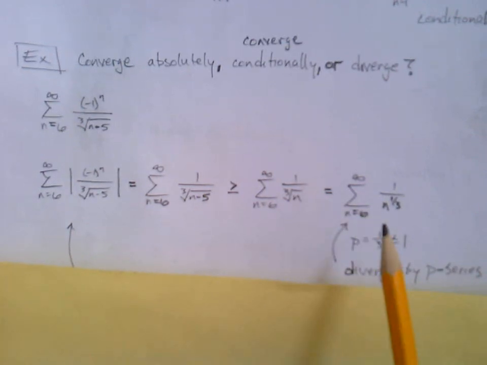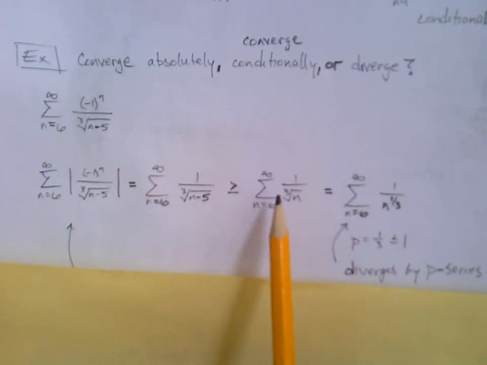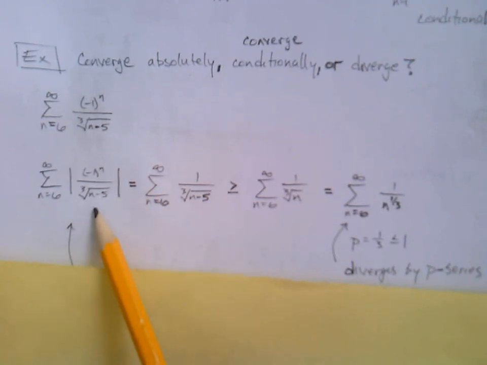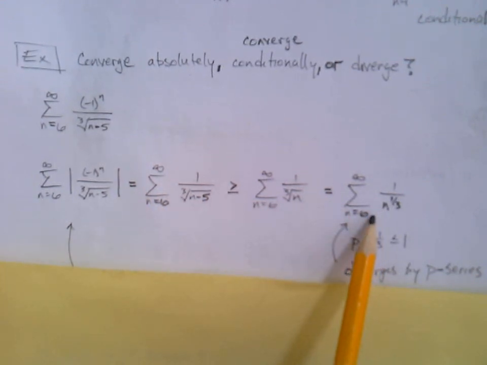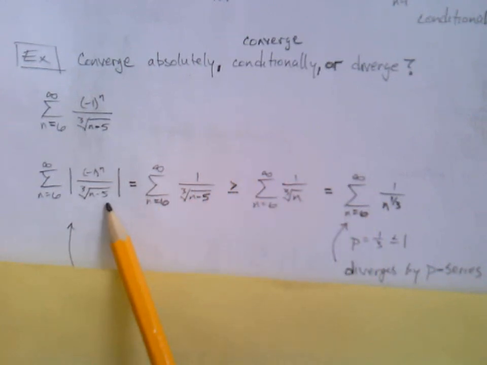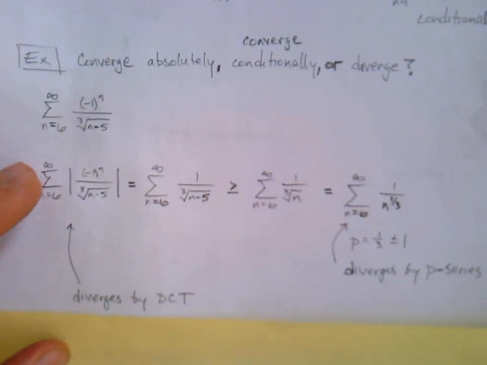Okay, so then let's look back. That is smaller than where we started. So what's true of this one? If the smaller one diverges, then the bigger one also diverges.